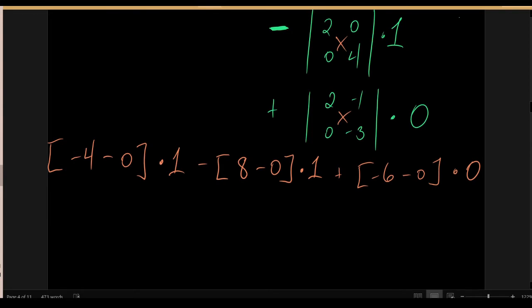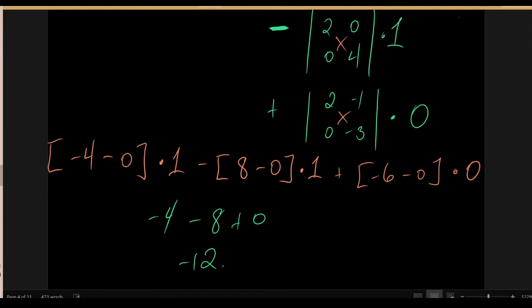Okay, so finally all the matrix determinants have been calculated, and all that's left is a little bit of arithmetic using PEMDAS. For example, we have -4 minus 0 is -4, -4 times 1 is -4. We have minus 8 times 1. 8 times 1 is 8, so we're subtracting 8. And then we have -6 minus 0 is -6, times 0 is 0. So this 3 by 3 matrix determinant is equal in value to the number minus 12.